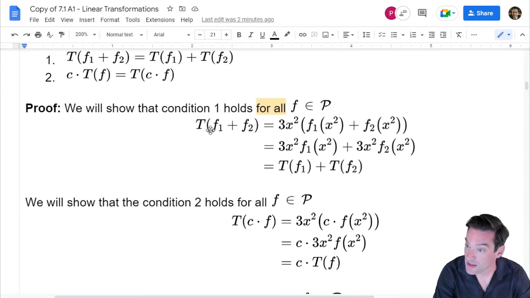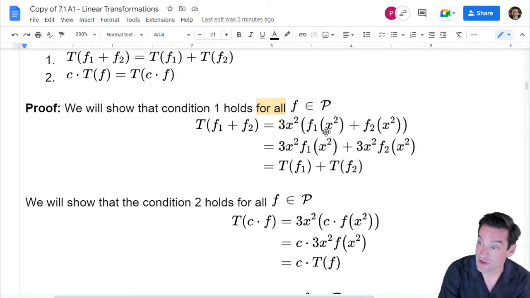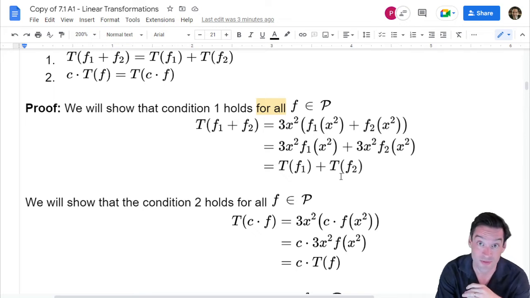And so really where the rubber met the road was in these computations here in the middle, that T of a sum f1 plus f2 is 3x squared times the function f1 plus f2 evaluated at x squared, which by definition of adding functions is f1 applied to x squared plus f2 applied to x squared. But then 3x squared times that sum distributes, because regular multiplication of real numbers distributes across addition. So 3x squared times f1 of x squared plus 3x squared times f2 of x squared, that's the same as T of f1 plus T of f2.